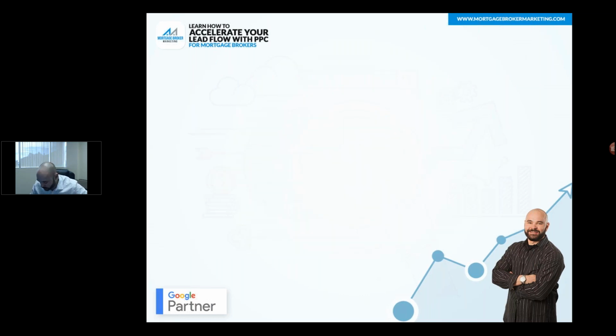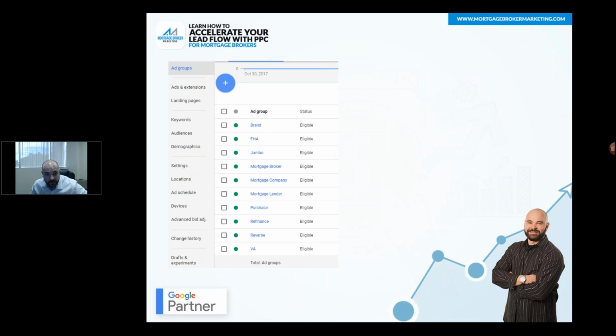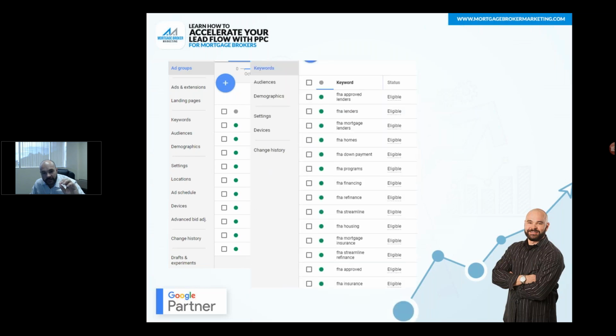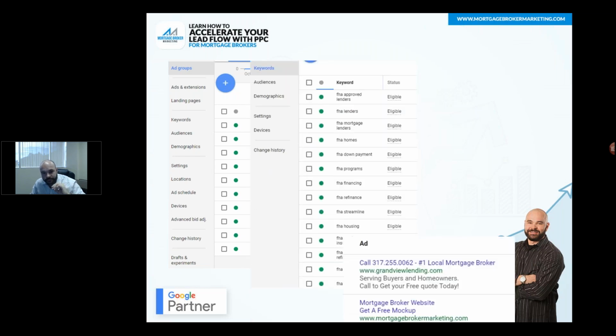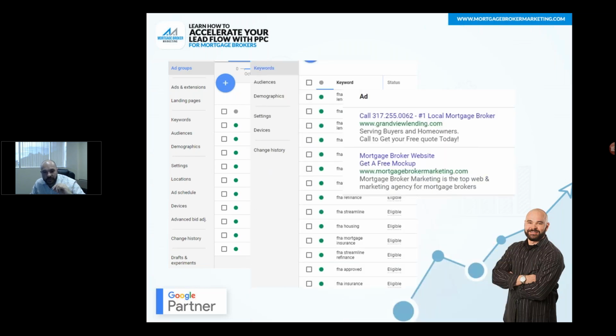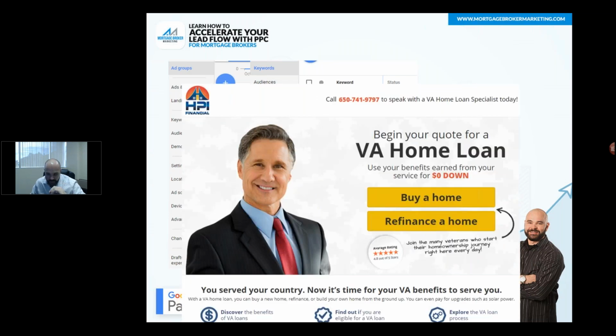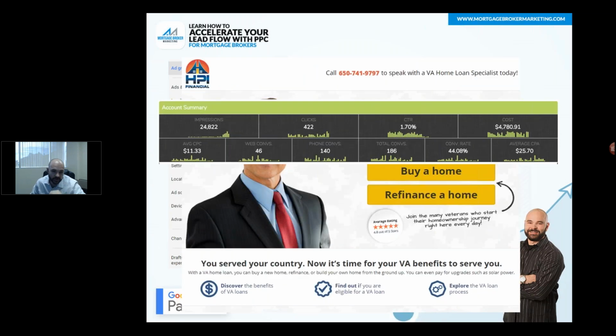So I think again, what that would look like: ad groups and keywords, and then ads. And then the landing pages, the well-thought-out landing pages. And then you have a dashboard to track it all.